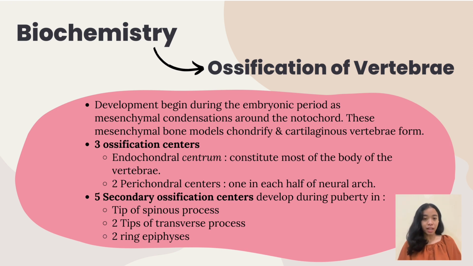There are 3 ossification centers, which are the endochondral centrum that constitutes most of the body of the vertebra, and 2 perichondral centers in each half of the neural arch. However, 5 secondary ossification centers develop during puberty in the tip of the spinous process, 2 tips of the transverse process, and in 2 ring epiphyses.